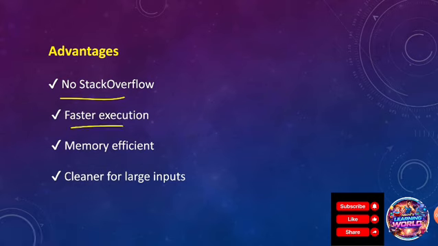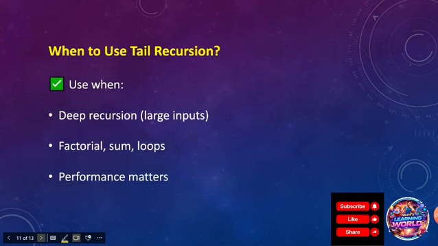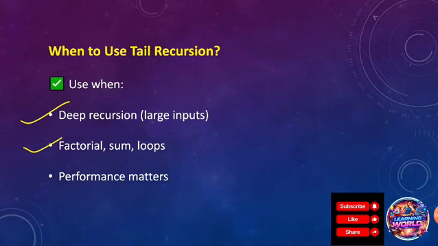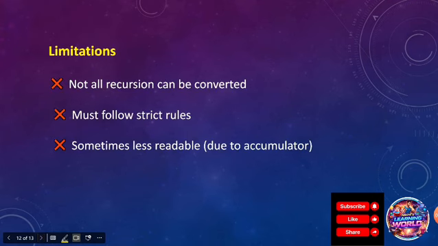So what are the advantages of tail recursion? No stack overflow, faster execution, memory efficiency, and it is good for larger inputs. When can we use this type of recursive function? When we have to calculate large inputs with deep recursion, like factorial or sums and loops. For that type of calculation we can use tail recursion. Performance is also great compared to normal recursion.